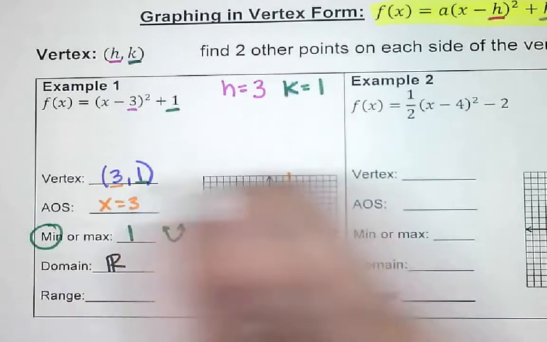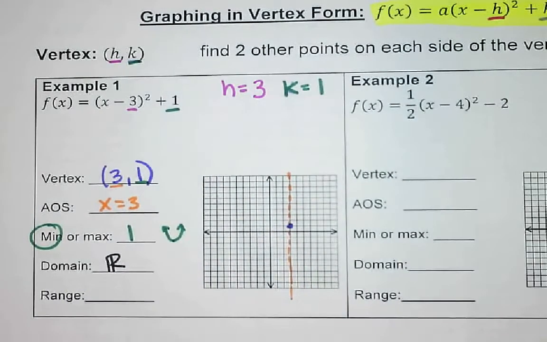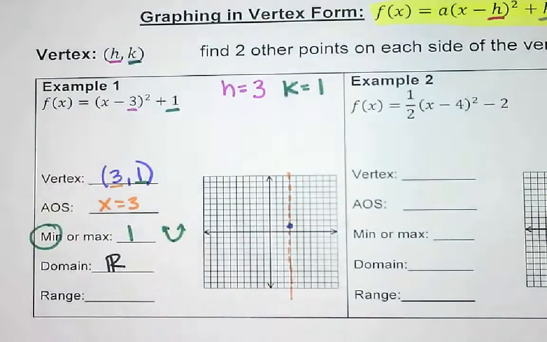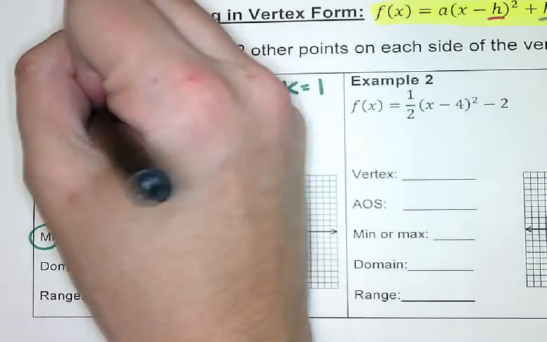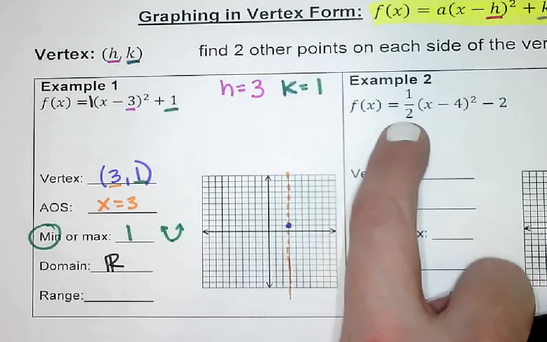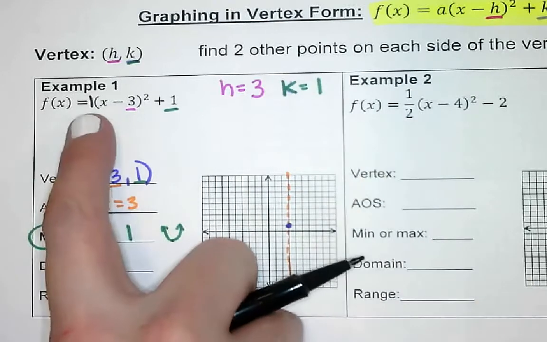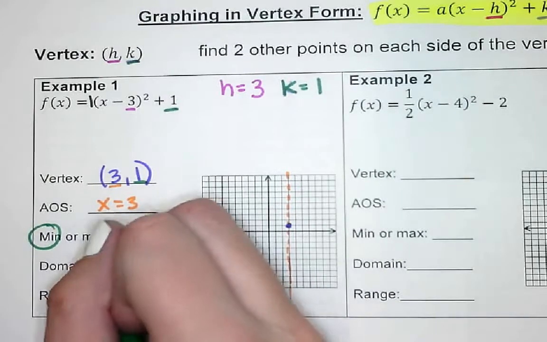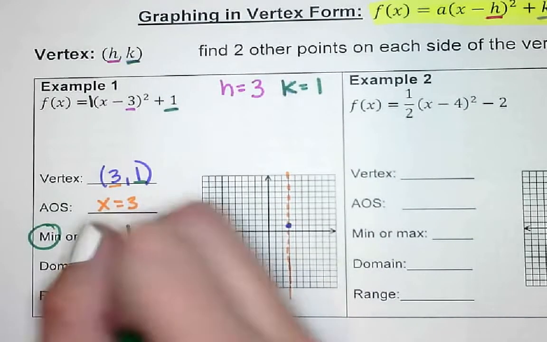So this one, your A value would be 1 in this case, right? Over here, on example 2, it would just be 1/2. Do you see that? Because it's a 1, it's positive, so it's smiley. And my range is going to be, what are we going to do for my range, y'all? It's y is greater than or equal to 1.